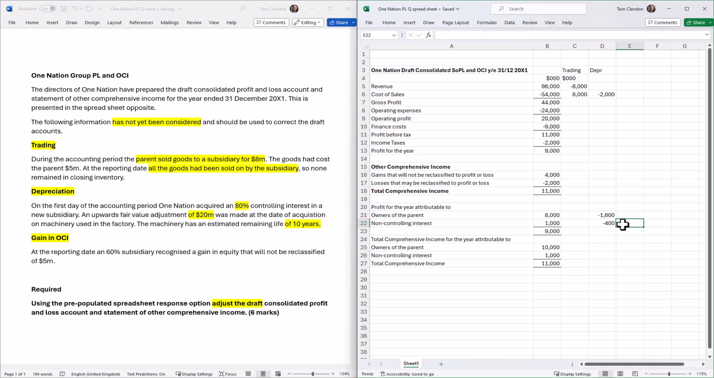And actually, not only does it affect the profit for the year, but it will also go on to have an effect on the total comprehensive income as well. All right. So we need to drop those numbers in. And we are dropping those numbers in. Where the adjustment reflects the parent's profits, there's no impact on the NCI. But where we're affecting the subsidiary's profits, it does affect the NCI.